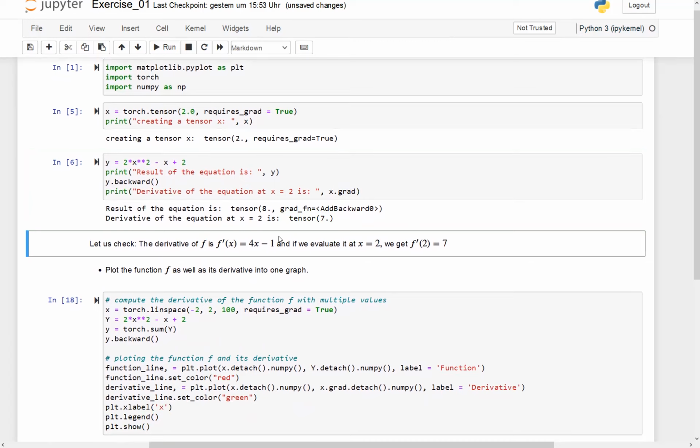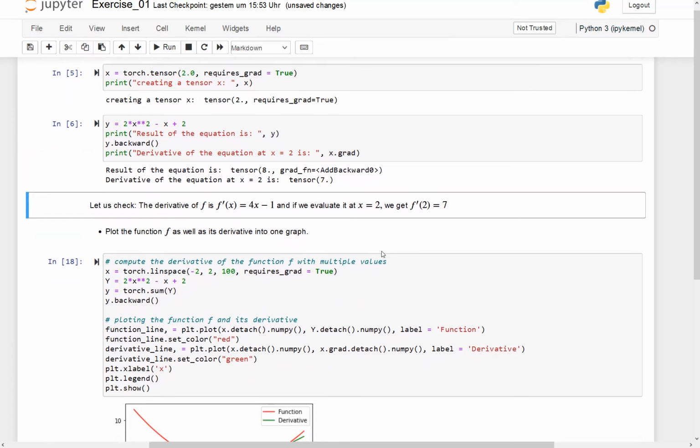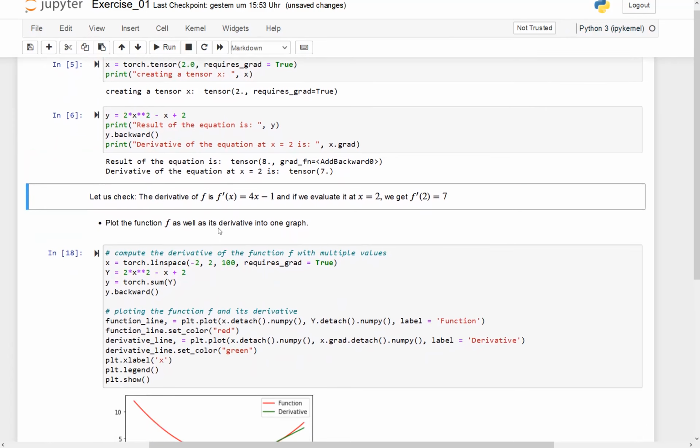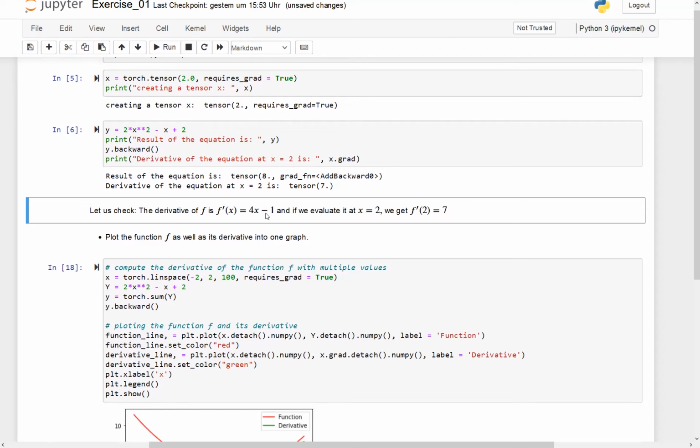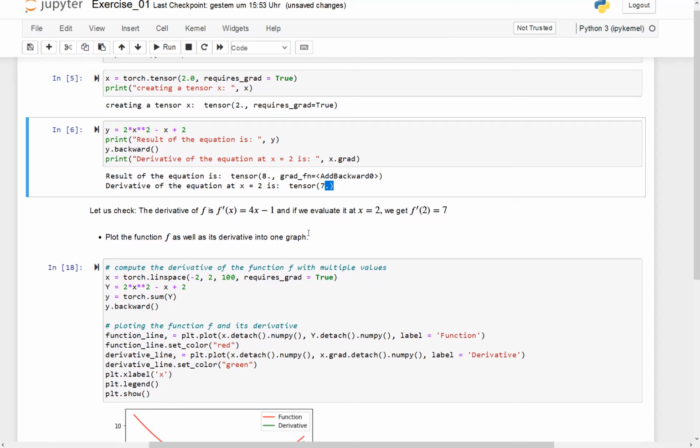Well, we are skeptical. We don't trust machines and algorithms, so we have to check what the derivative is. We compute it quite easily: 4 times x minus 1. We plug in the 2, and okay, we are satisfied. 7 is indeed the correct one.